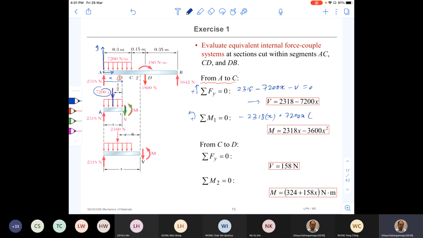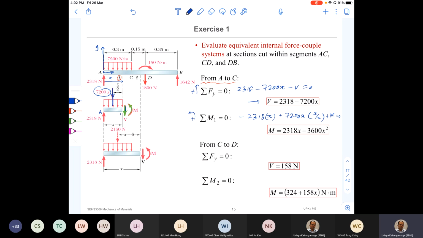Okay, and 7,200 into X, that force is going to create a positive moment. Okay, and like before, the line of action of the equivalent force is going to pass through the centroid. Therefore, the distance to that point from point 1 is X by 2. Okay, and the moment M is in positive direction, equal to 0. So once you rearrange the equation, you find that bending moment is a second order function. So it shows a parabolic variation, right? Parabolic function.